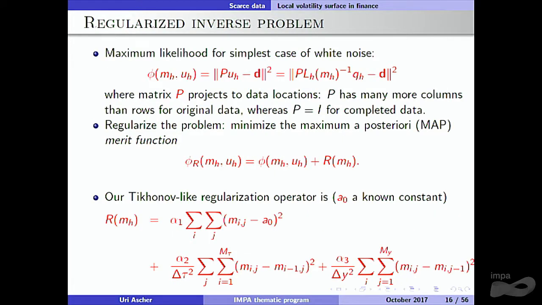And so our function phi now depends on m_h, and u_h depends also on m_h, so it's really only m_h here. The same thing as before, except that P, the projection matrix, is either the projection to where we had data, in the case that we don't complete the data, or the identity if we have completed the data. And in any case, we add regularization that looks like this. This is Tikhonov. This is a penalty on how far you are from A0, a constant that people more or less agree on its value. And this is penalizing smoothness in the tau direction, likewise in the y direction.